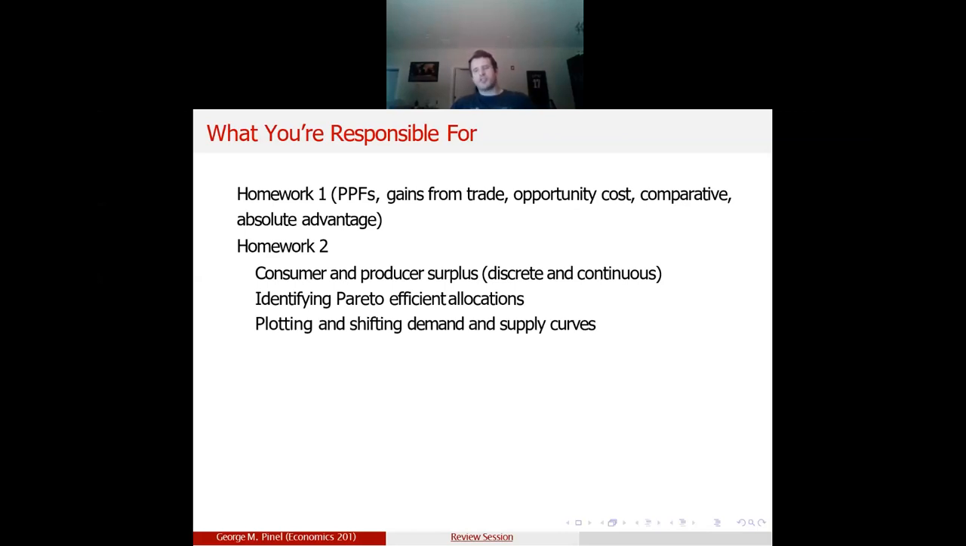Plotting and shifting supply and demand curves. So that'll be your peanut butter questions. Basically, given an equation, can you plot the graph, like the line there? And then if I give you a supply or demand shifter, do you know if it goes outwards or inwards?